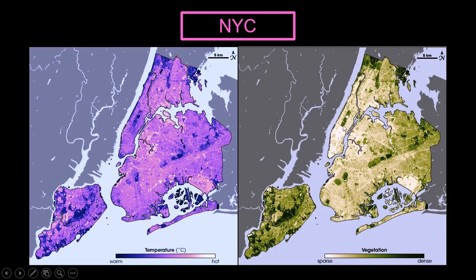And so the heavily built environment of the skyscrapers that we see here in Manhattan is very clearly shown as white, because there's no vegetation where there are huge buildings, and subsequently temperatures are a little warmer.